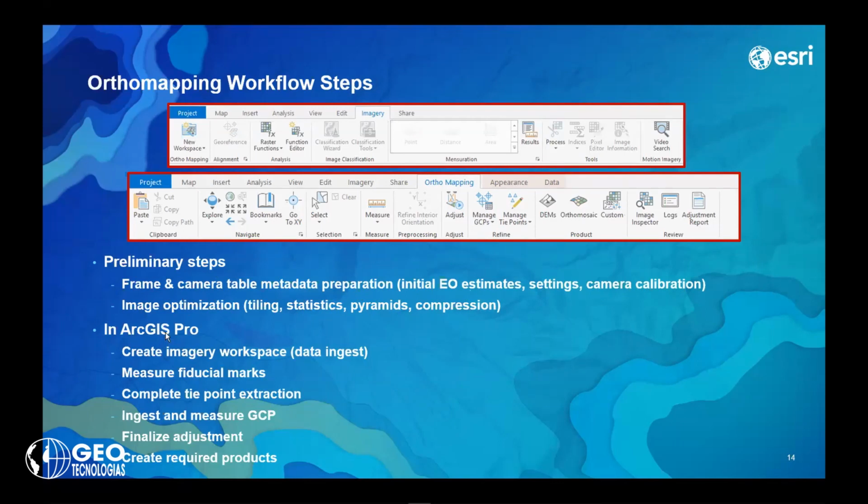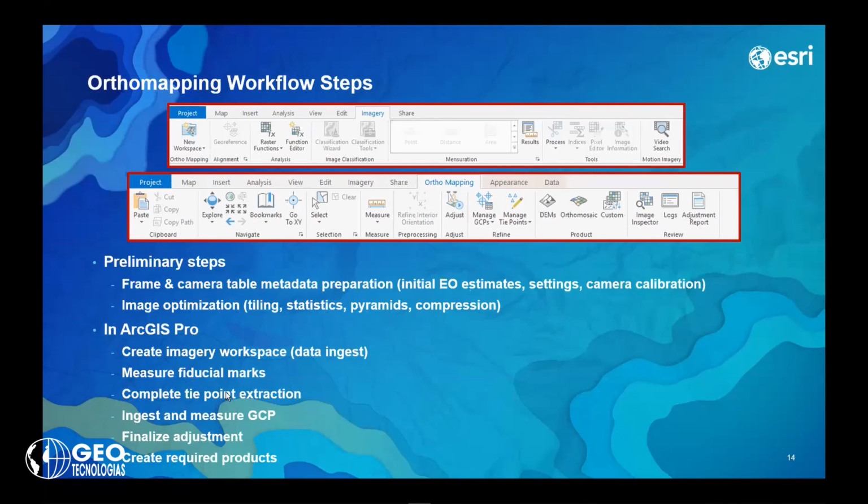So there may or may not be some preliminary steps that we need to do. Once those are done in ArcGIS Pro, we're going to go through these 6 steps. We're going to create a workspace. For frame camera data, historical film data, we're going to measure fiducial marks. For digital data and drone data and satellite data, that does not exist.